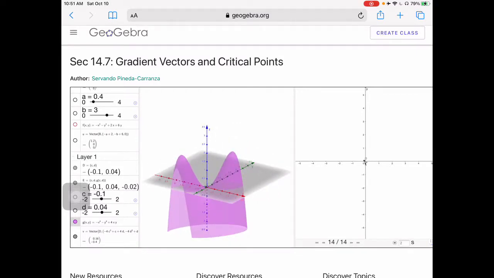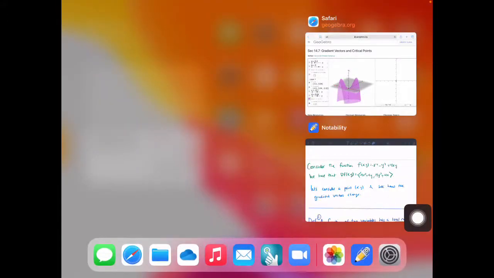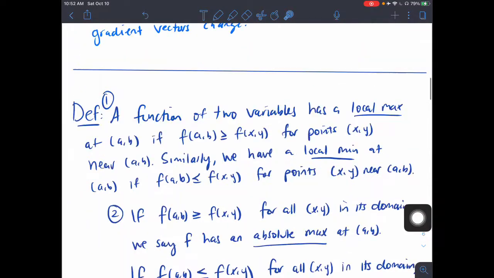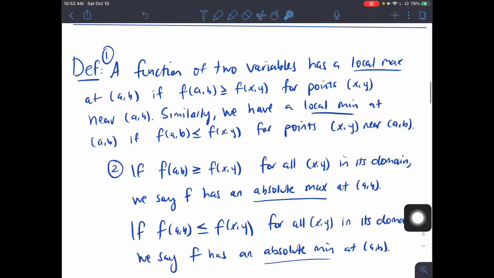So notice that our gradient vector is also approaching the zero vector there as well. All right, good. So let's see what's going on. It looks like it approaches a zero vector at peaks, at these saddles, and it will do the same thing for minimums, okay? All right. So let's give these things formal definitions.